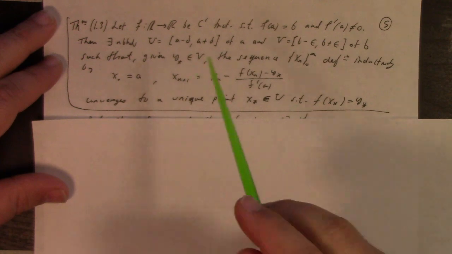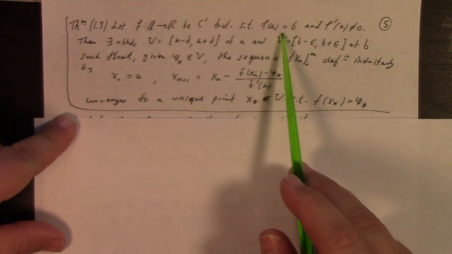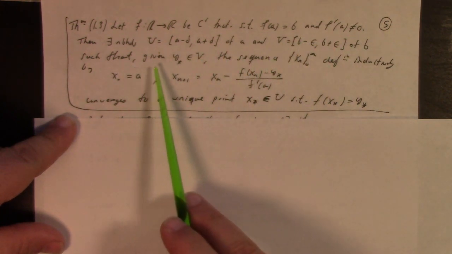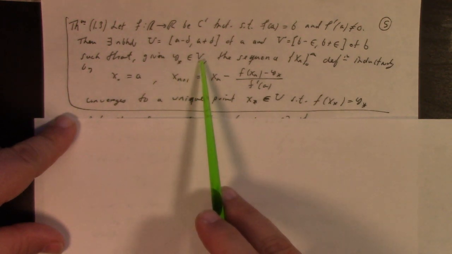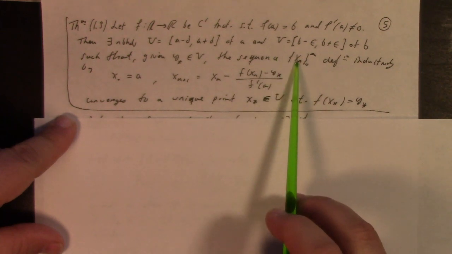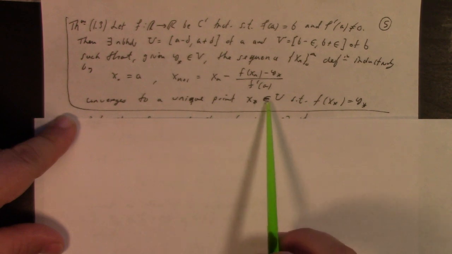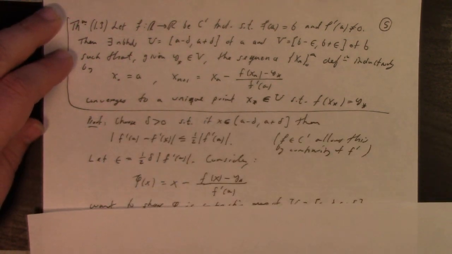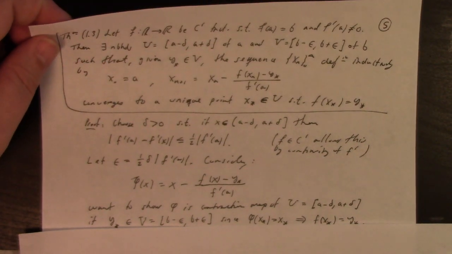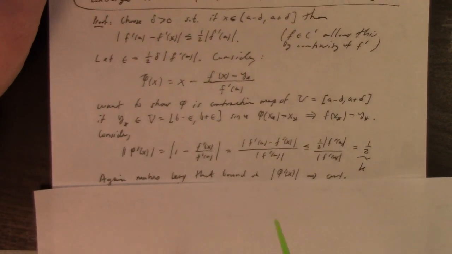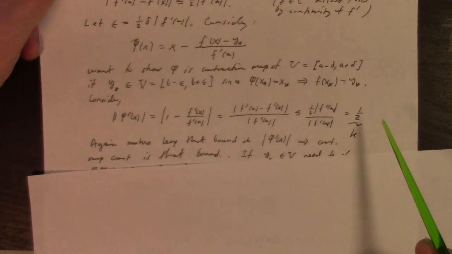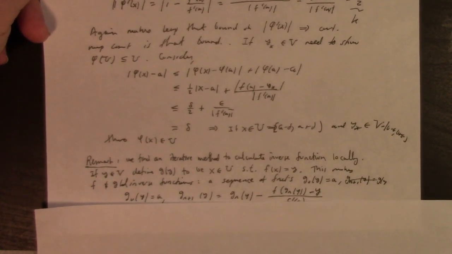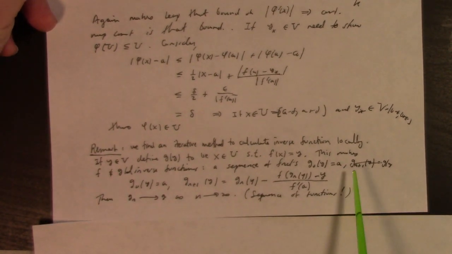If you have a function from the reals to the reals, continuously differentiable, f of a equals b, the derivative at a is non-zero, and there are neighborhoods u of a and v of b such that, given a y star in v, you can define the sequence x n defined inductively like so. Then that converges to a unique point x star in u such that f of x star is equal to y star. All right. Anyway, I think I've done enough here. But again, essentially, the argument is to find a map and use the contraction mapping principle. You define phi like so, show it's a contraction mapping, with contraction constant a half, and so you're able to prove that it converges to something, and this gives us an iterative method to calculate the inverse function locally.